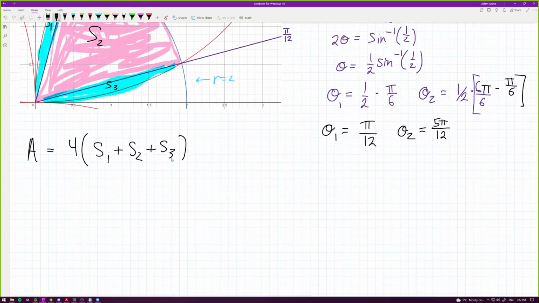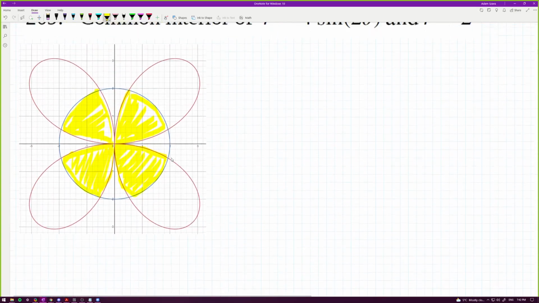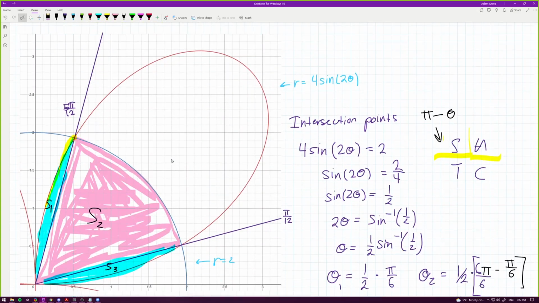So now we got to find all these areas. Okay, so now let's figure it out. Now I'm gonna start. Why are we adding S1, S3? Aren't we only trying to find the area of S2? No, we're trying to find the area of this whole section in here, right? So what I highlighted in yellow, that is this whole section like this.